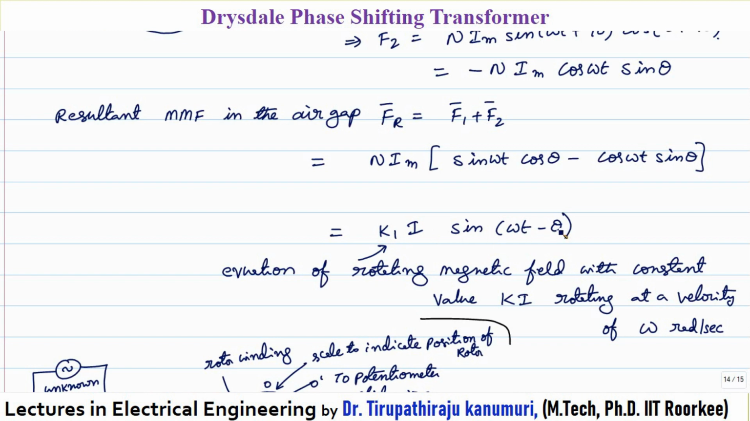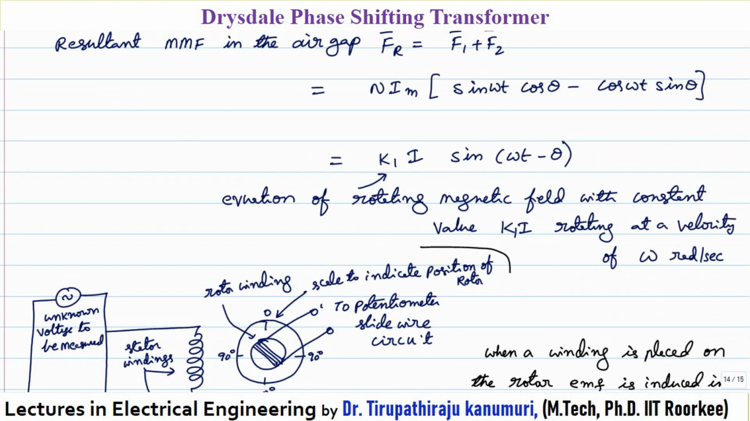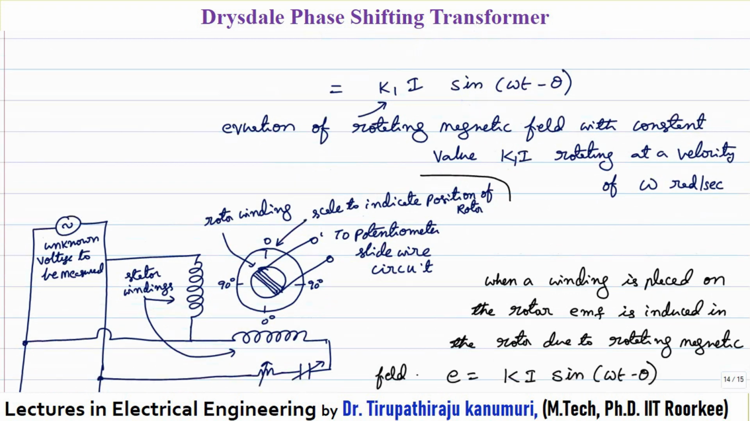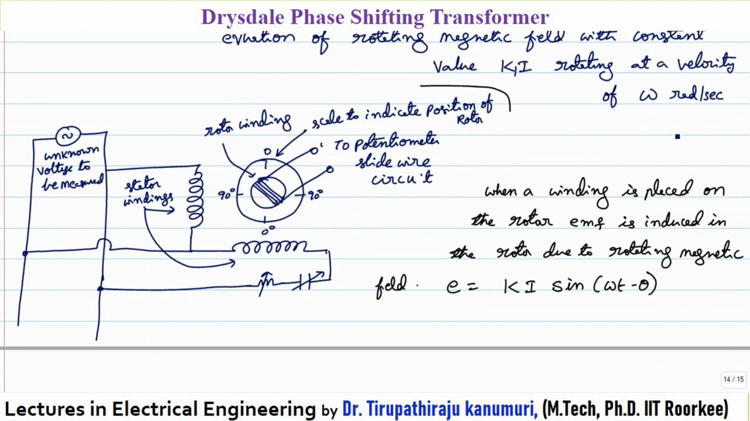This indicates the equation of a rotating magnetic field with a constant value of K1 multiplied by I, rotating at a velocity of omega radians per second. This we have already discussed in machines also, the rotating magnetic field, that means the three-phase rotating magnetic field. You can please refer to that topic if you want to know how the waveform comes and other things. In order to save time, I am not going into the waveform and other details of this rotating magnetic field. Okay, now I am proceeding further.